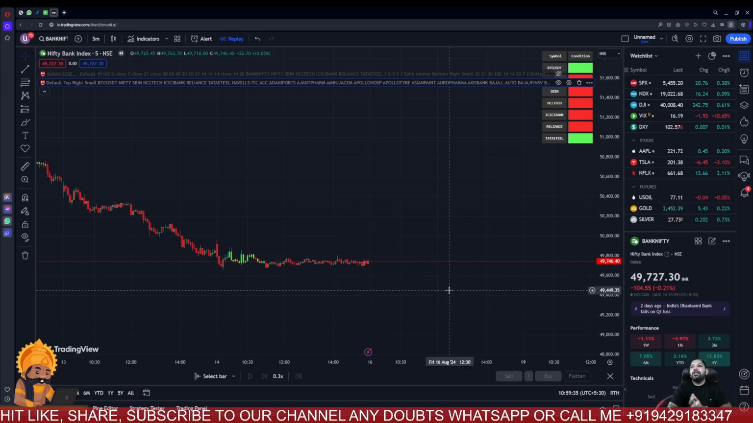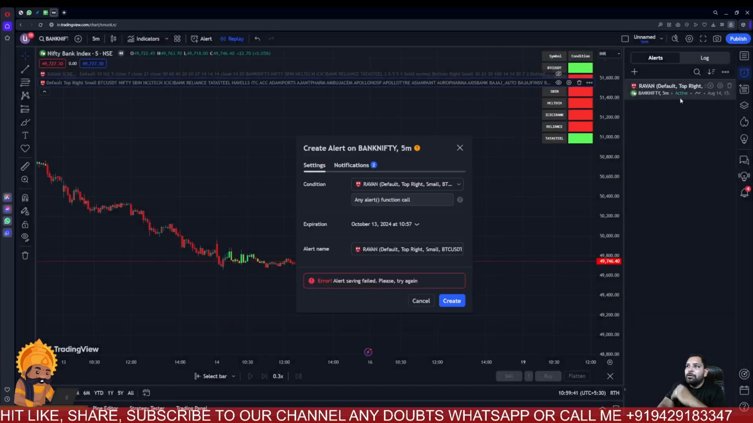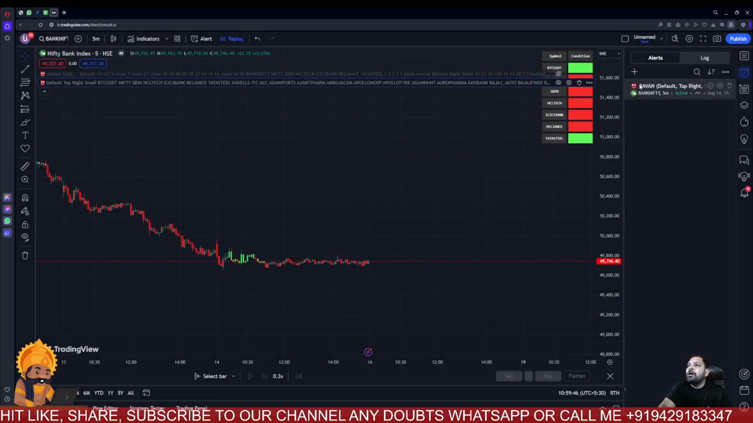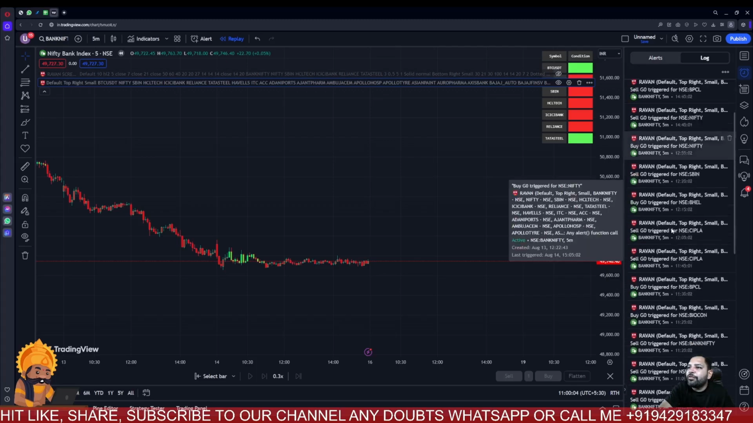Once you click on create, your alert will be set. Where can you see the alert? You can see here, the alert has already been set. Okay, you can see here alert on Bank Nifty 5 minute, it's active. Currently the market is off, but whenever the market opens and whenever you get a buy or sell signal in the specific list, you will get a notification, right? The notification you can see over here in the log section. You can see these are the notifications.